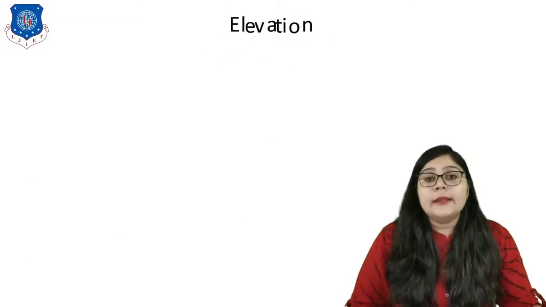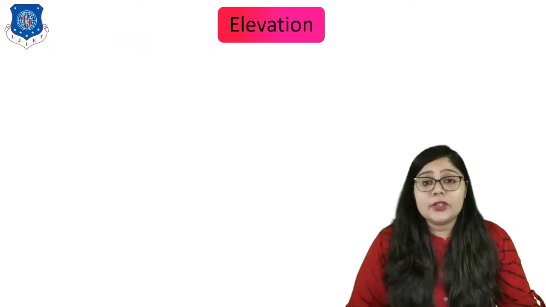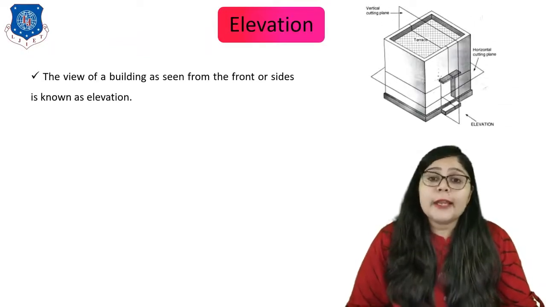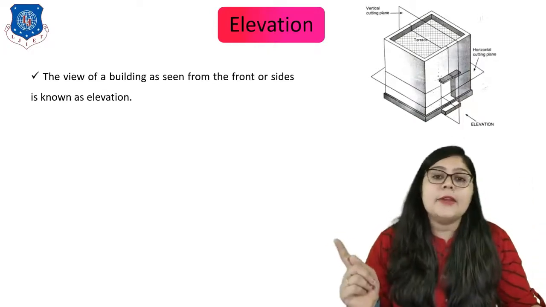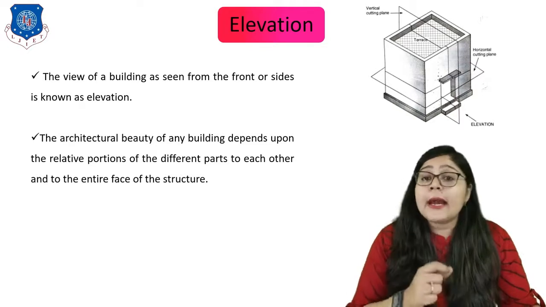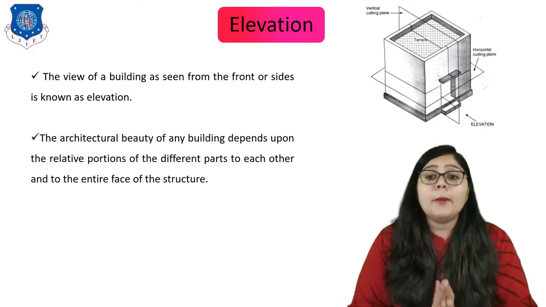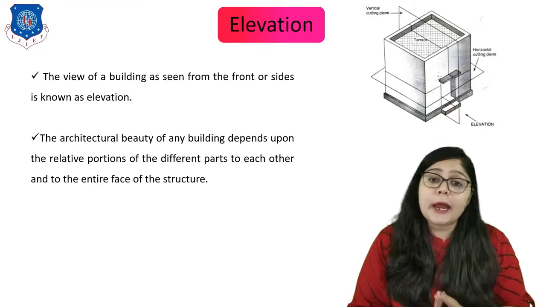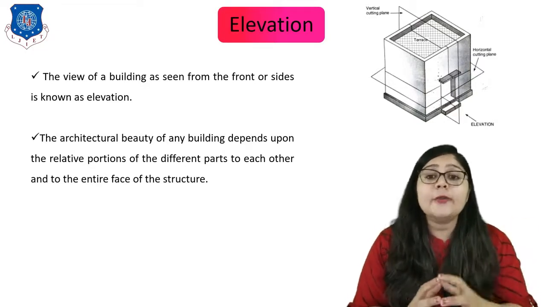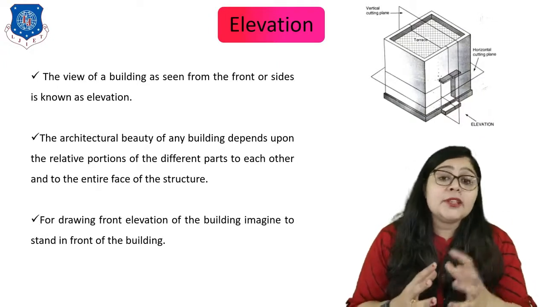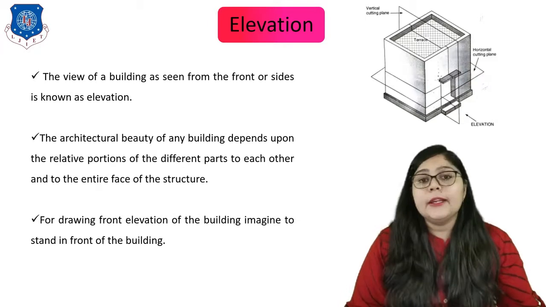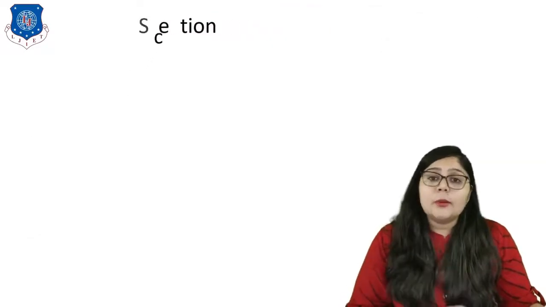Now let us understand the second terminology, which is elevation, right? The view of a building as seen from the front or side is known as the elevation. You can see in this figure what we see if we look from the front or a side. That is known as the elevation of any building. Here, the architectural beauty of any building depends upon the relative proportions of the different parts to each other and to the entire face of the structure. For drawing the front elevation of the building, imagine standing in front of the building. It is very easy, right? So this is all about elevation.